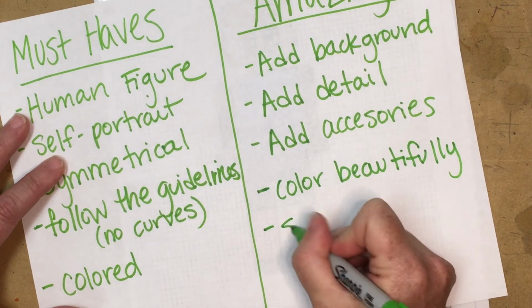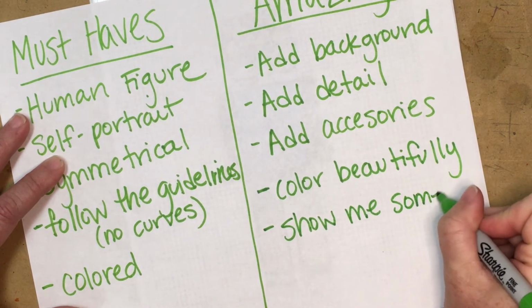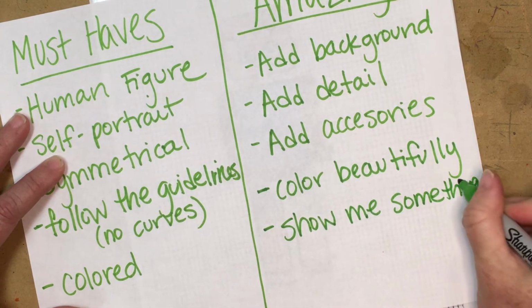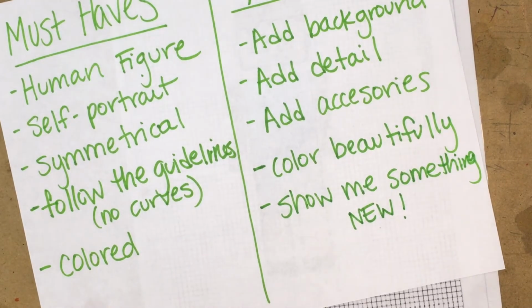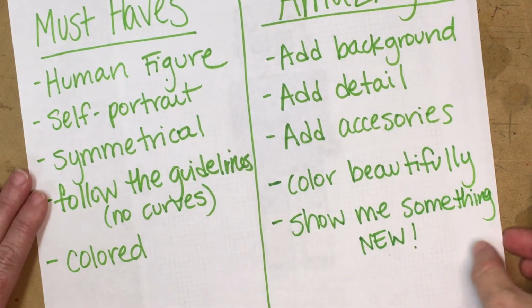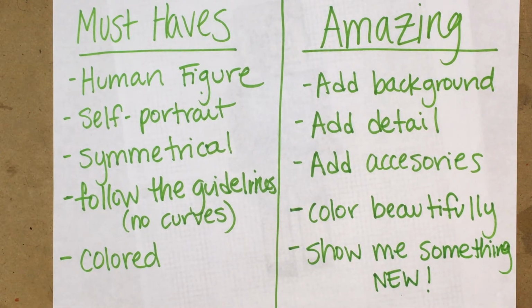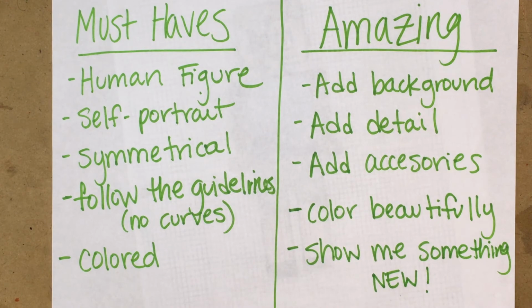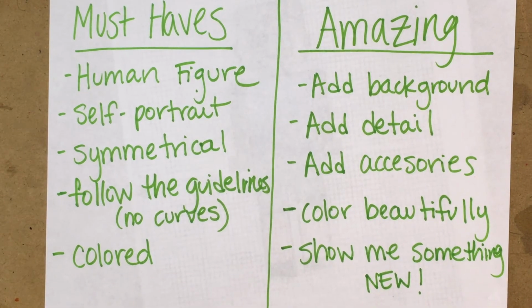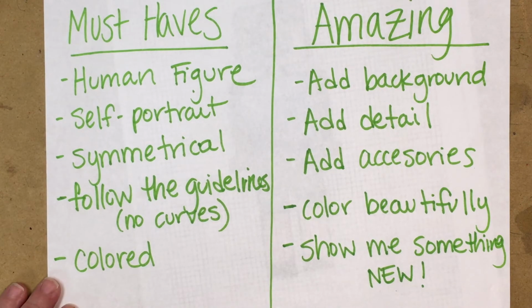And lastly, show me something new. That's what artists are always trying to do. They're always trying to show their audience something they've never seen before. Make them think. Make them stop and say, wow, that's interesting. If you can do that by using these things, then you're going to have an amazing artwork and it's going to get an A. If you just give me these things, it's going to get a B.